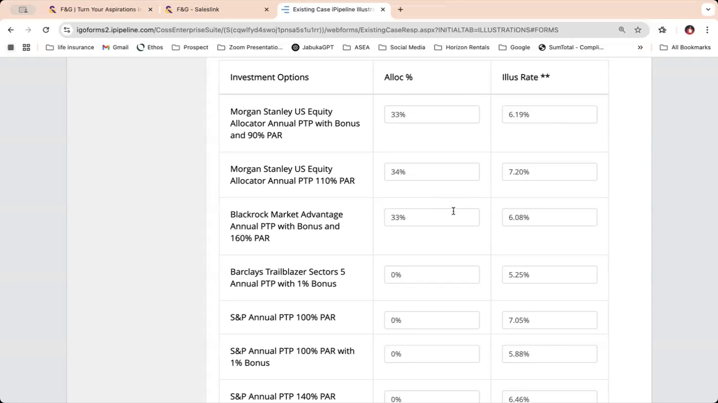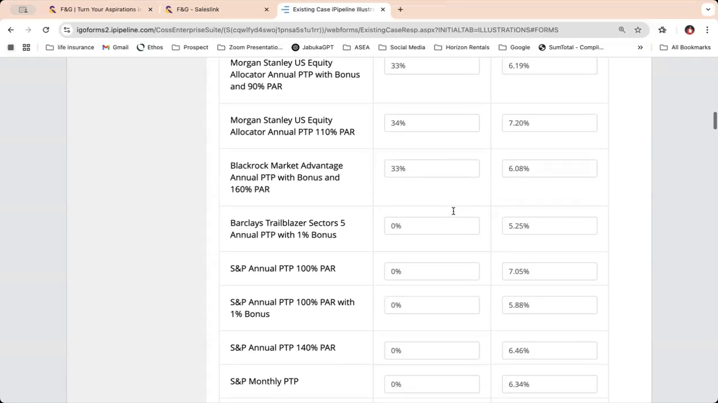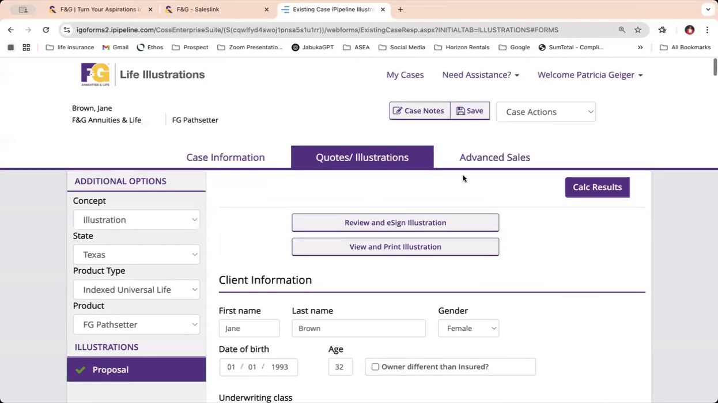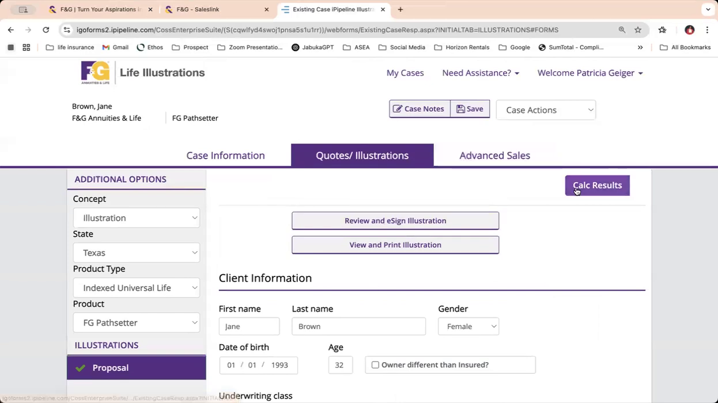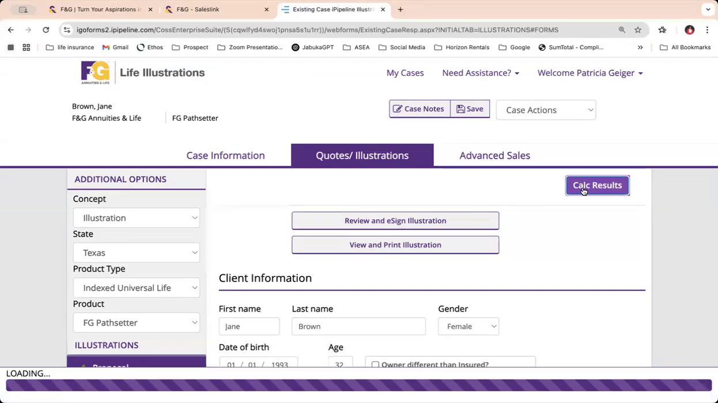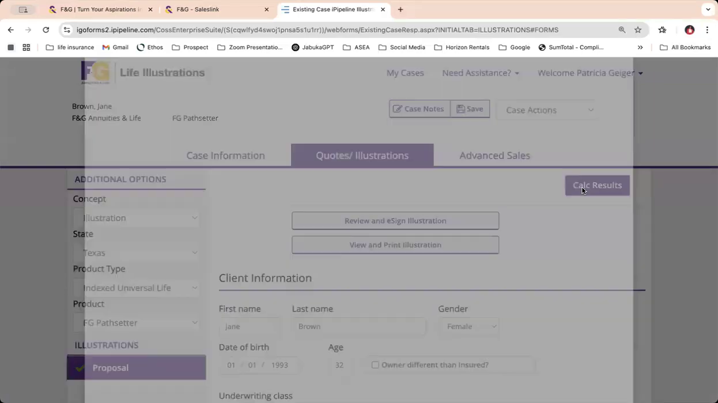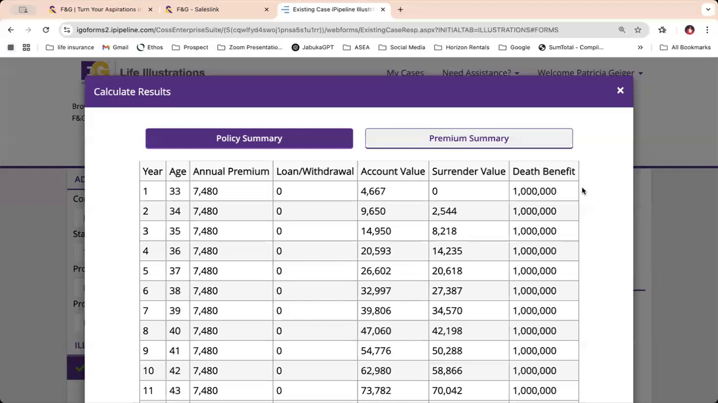Okay? So here really, there's nothing much we have to do on the bottom. We don't have to do anything. We leave it as it is, as default. And then we go on to calculating results. Once we click on there, the ledger is going to open up for us. Okay. So what do we do here?